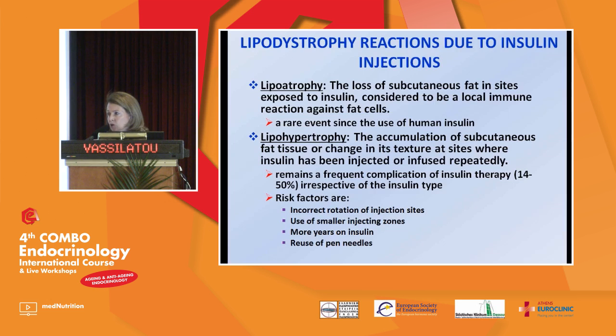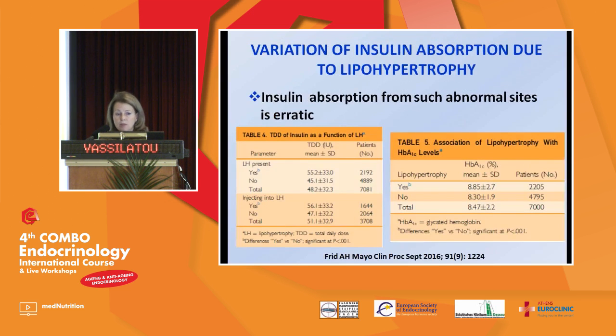Lipohypertrophy remains a frequent complication of insulin therapy, with a prevalence ranging from 14 to 50% in the literature, irrespective of the insulin type. Risk factors are incorrect rotation of injection sites, use of smaller injection zones, more years on insulin, and reuse of pen needles. Insulin absorption from such abnormal sites is erratic, thus leading to an increase of total daily dose of insulin, as nicely shown in Table 4 from the injection technique study, and also to higher HbA1c levels, as also nicely shown in Table 5 of the same study.